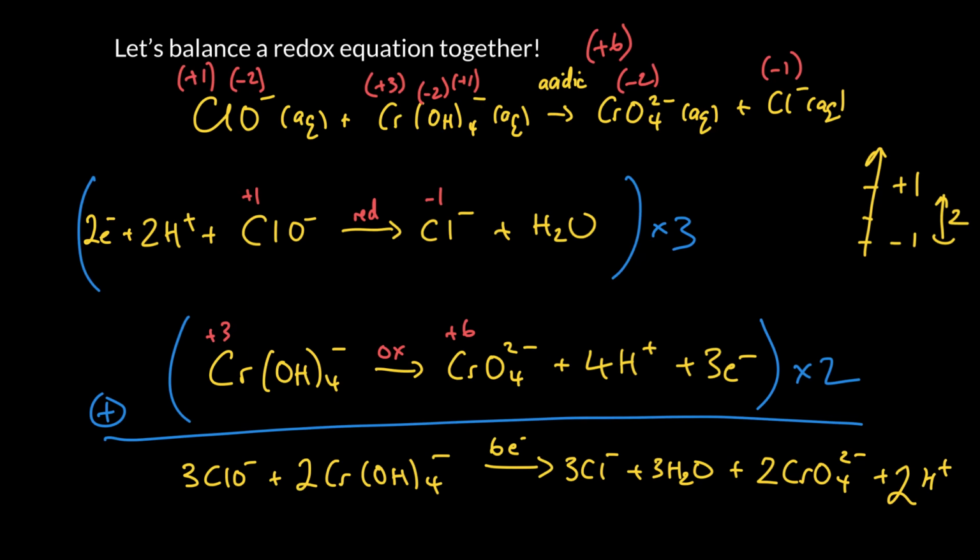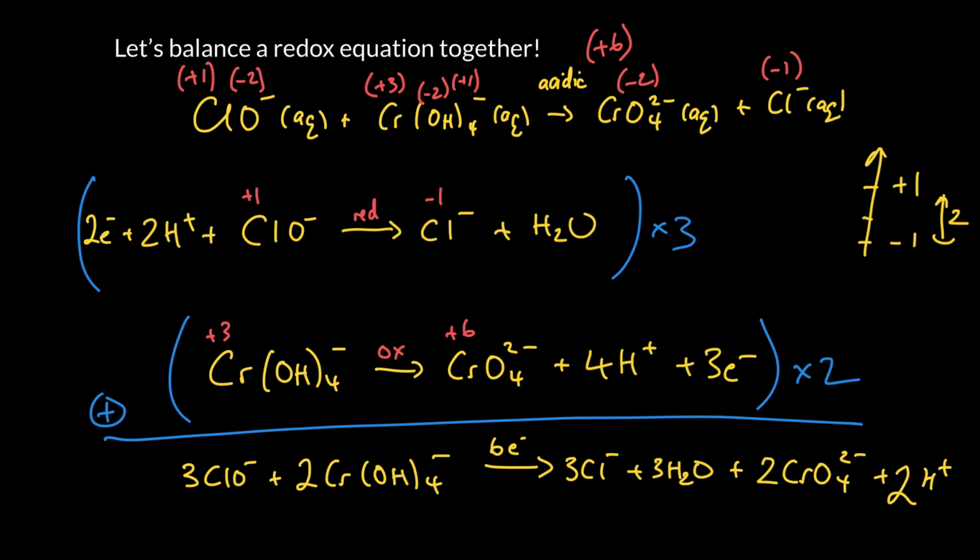One last thing, though, the charge. We've got 3 minuses and 2 minuses, that's 5 minus on the left. On the right-hand side, we've got 3 minuses and 4 minuses there, so that's 7. Is that right? I think so. And then 2 positives takes it down to 5 minuses, 5 minuses. Perfect. So we've got a nicely balanced equation.